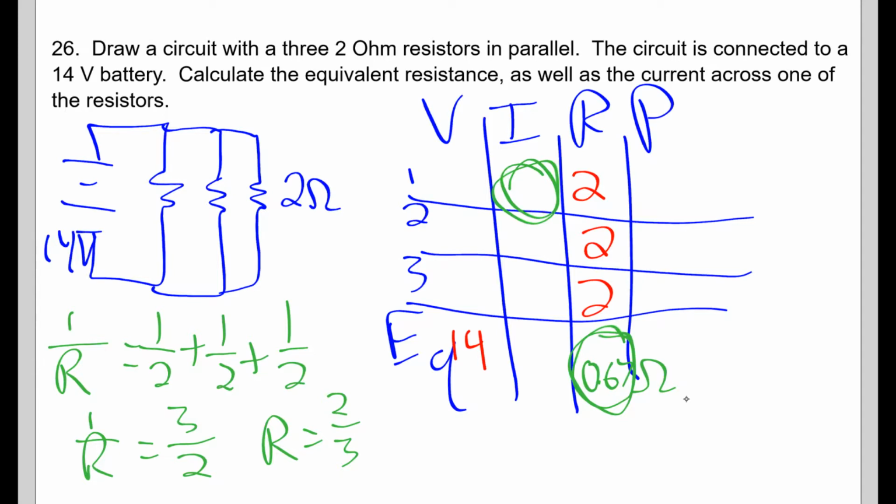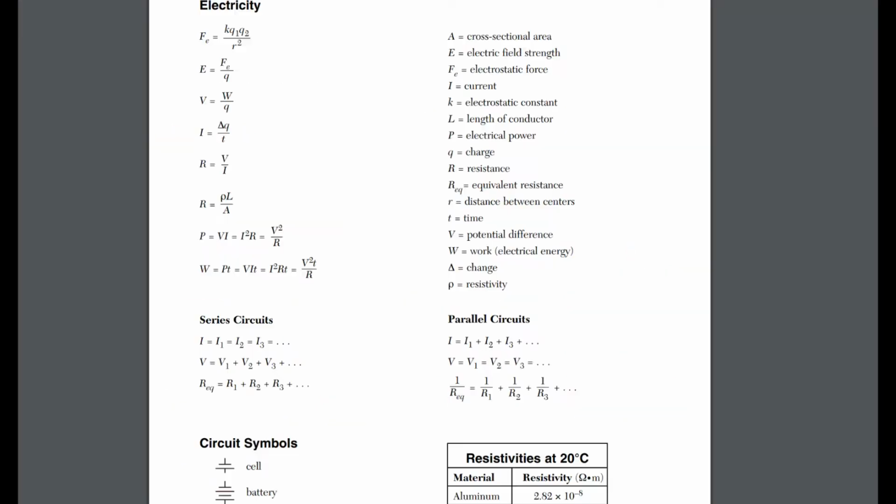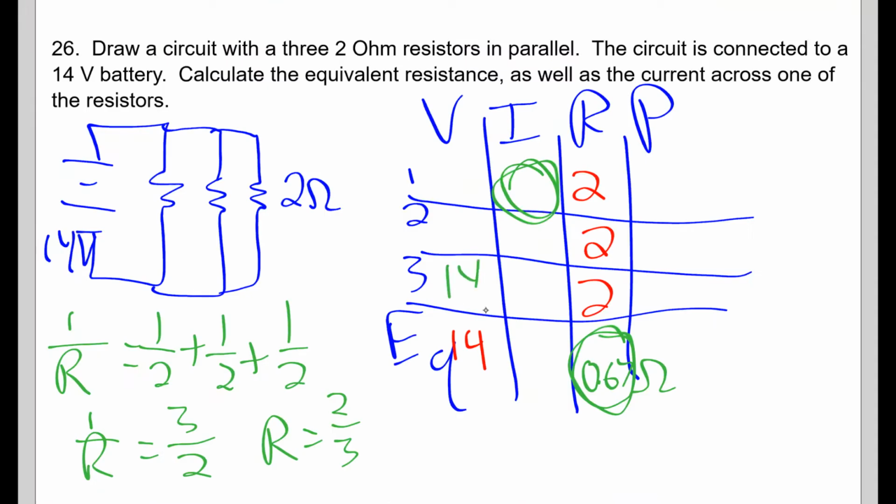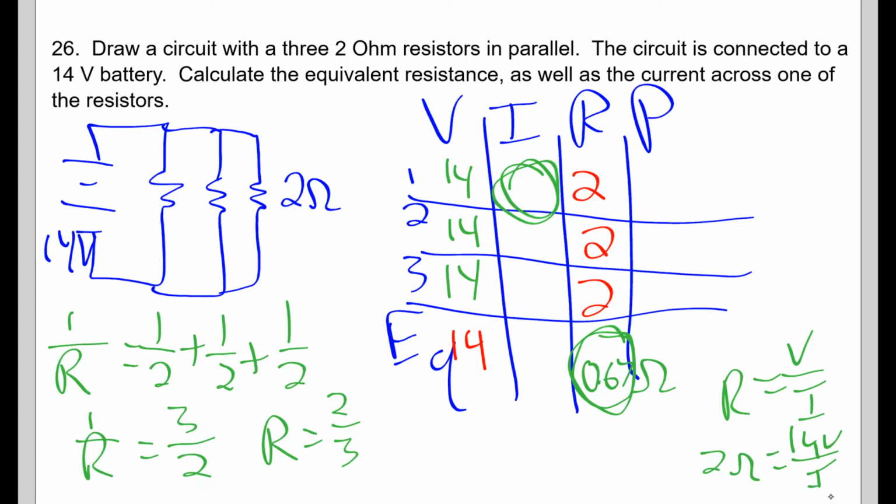What are we going to do now? This is a parallel circuit. In a parallel circuit, all the volts are equal to each other. So we can just fill those in. 14, 14, 14. Now getting that missing I should be a piece of cake. It's just R equals V/I. So 2 ohms equals 14 volts/I. What do I divide 14 by to get 2? 7. I equals 7 amps.